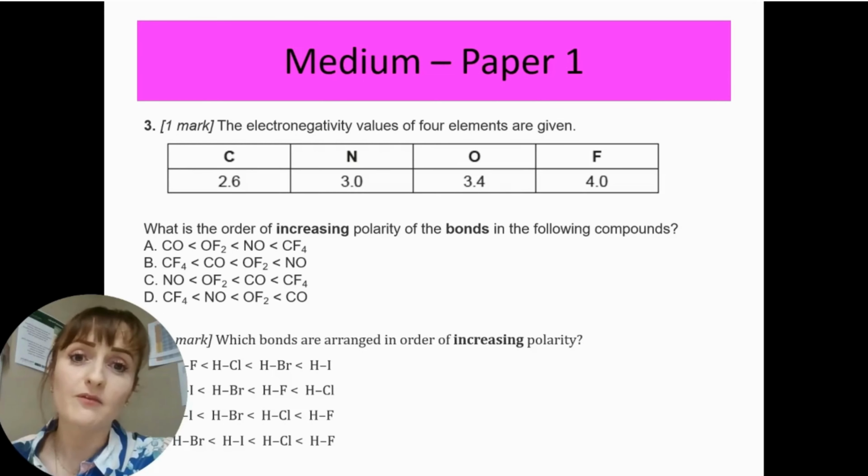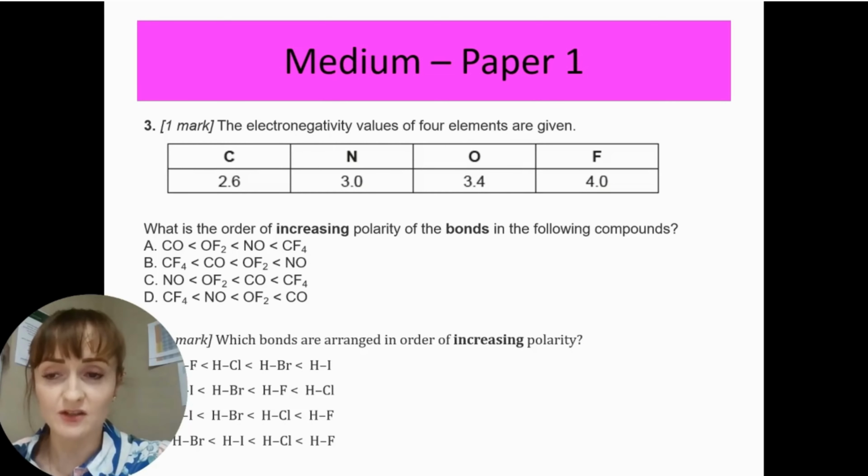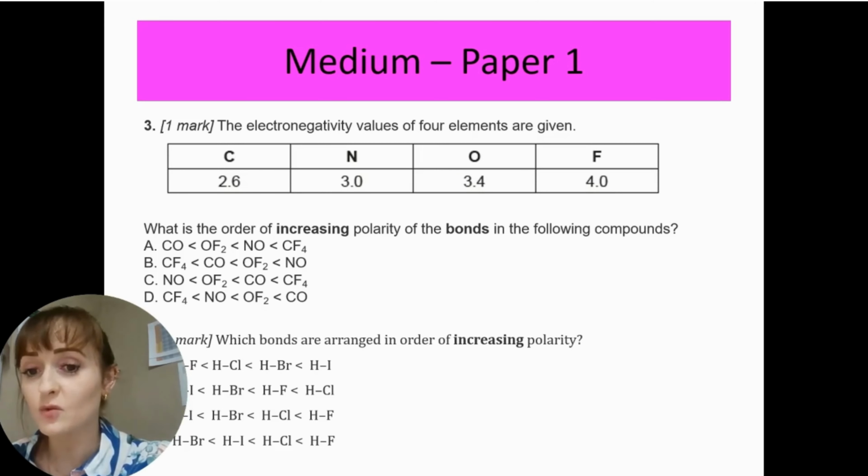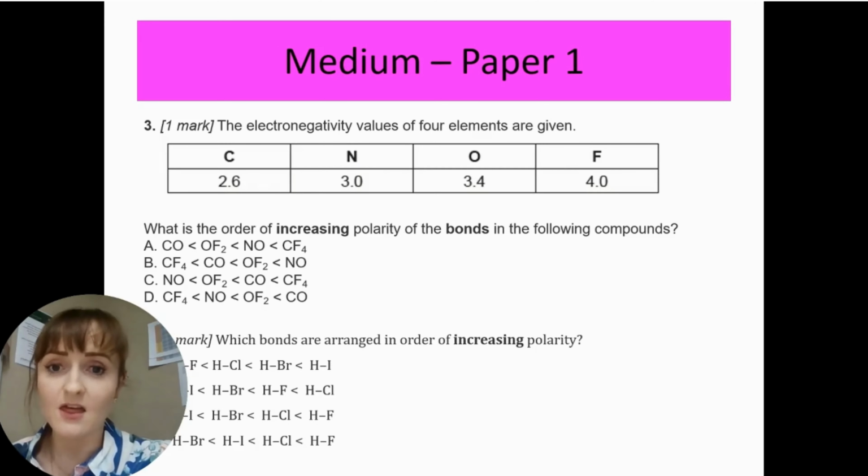An example of medium difficulty paper 1 questions. Question number 3 gives you a number of bonds within molecules. Your first step would be to draw each of these molecules and identify what is being bonded, and then to look at the electronegativity differences between the bonding atoms. The larger the difference, the more polar the bond.